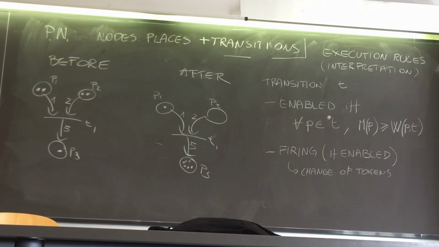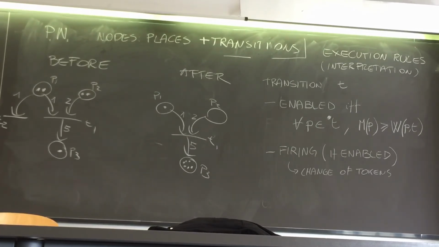I didn't decide what to do if I have more than one enabled transition. So I have another transition here, for example, T2, and in this example I have two enabled transitions. I have to decide what to do in this case. Some formalisms say that if you have more transitions enabled, you have to fire them all. Other formalisms say you have to fire just one of them. Let's say just one of them.